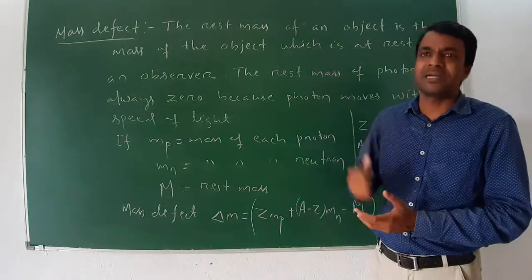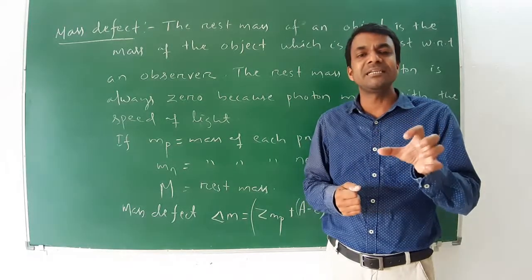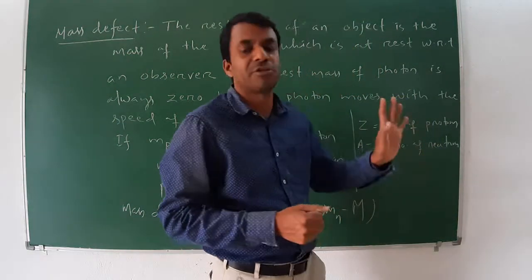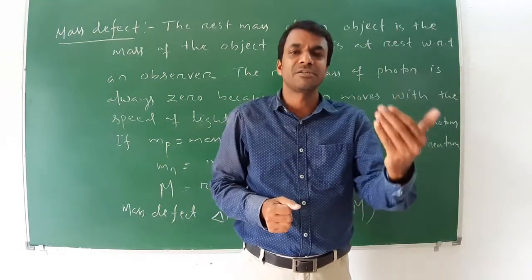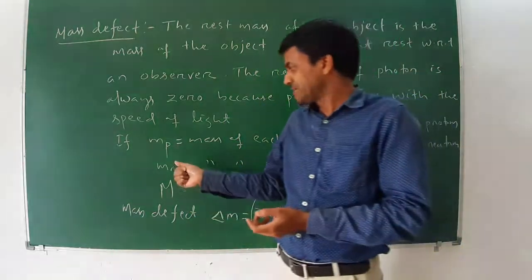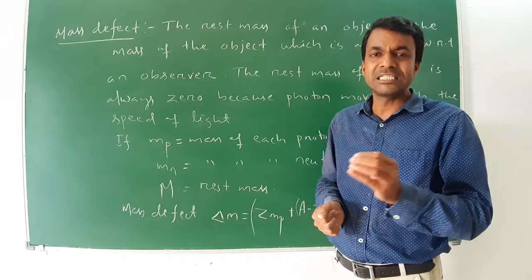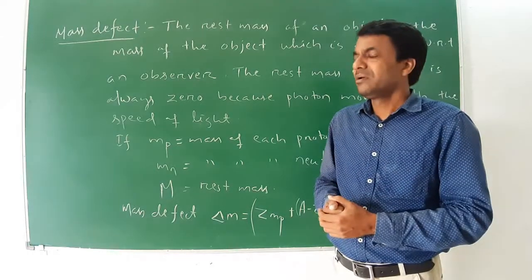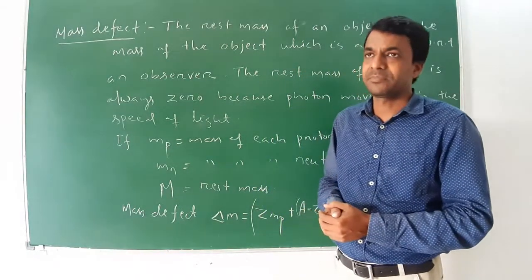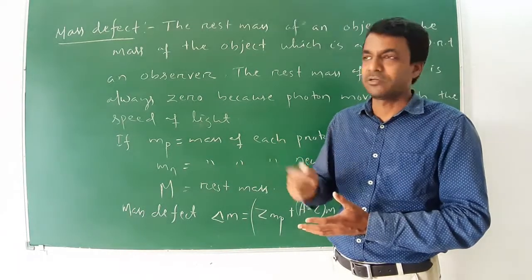But what is mass defect? Generally in a nucleus, Z represents the number of protons and A minus Z represents the number of neutrons. That we have already discussed in the previous sections. Let Mp be the mass of each proton, and Mn be the mass of each neutron.